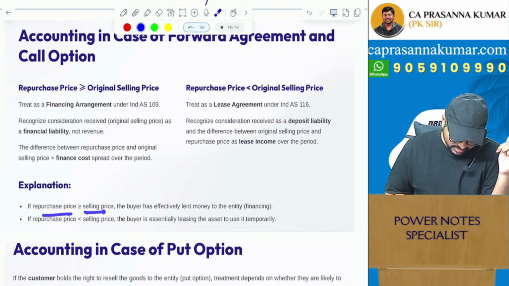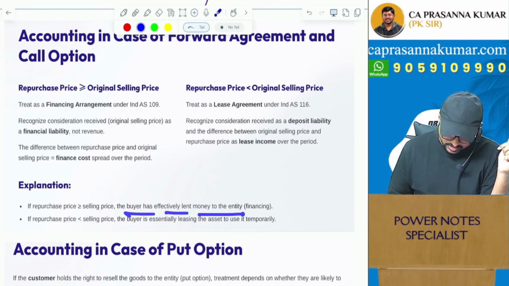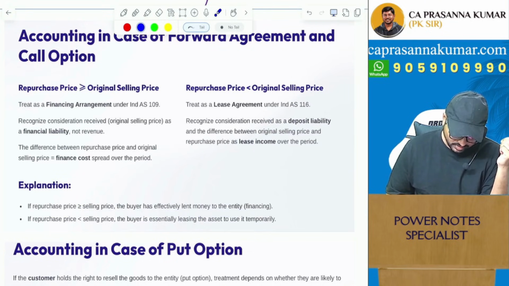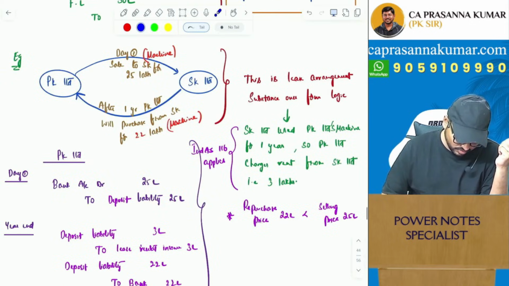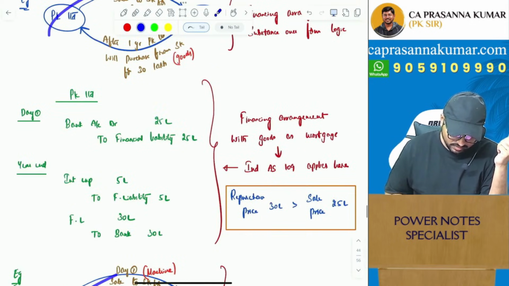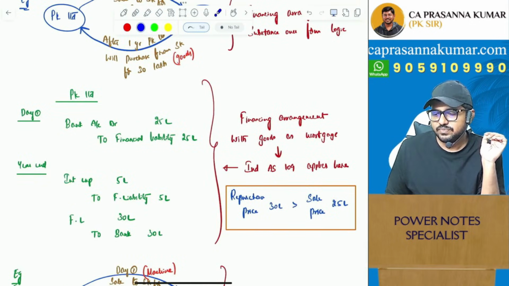So if the repurchase price is greater than the selling price, the buyer has effectively lent money. So it's a financing arrangement. If the repurchase price is less than the selling price, the buyer is essentially leasing. Who is the buyer? PK Limited in both cases, because he is the one who is buying after 1 year. That's why he is called the buyer.